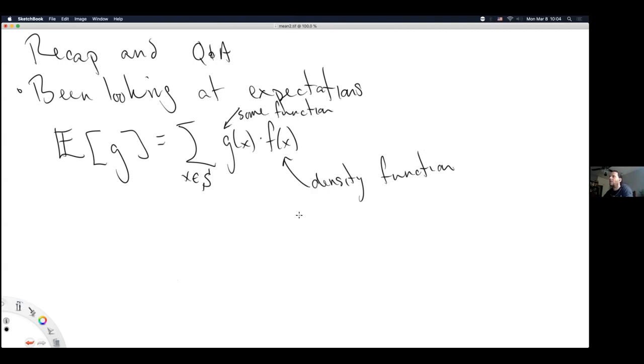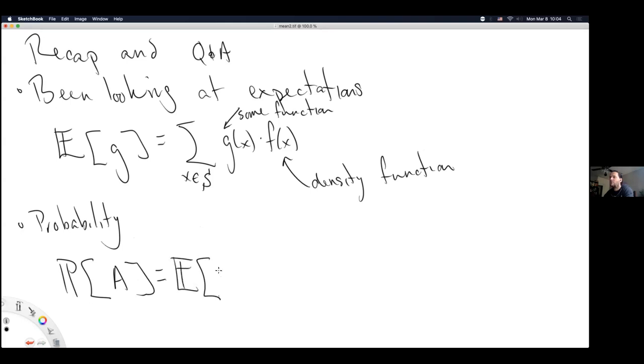And so far, the ones we've been looking at have been specific functions g so that we can define probability on sets. So if we are interested in the probability of some set A, that's technically an expectation with respect to an indicator function. The indicator function is just going to return one if the argument x is in the set A, and zero otherwise. And we multiply that by our density function.